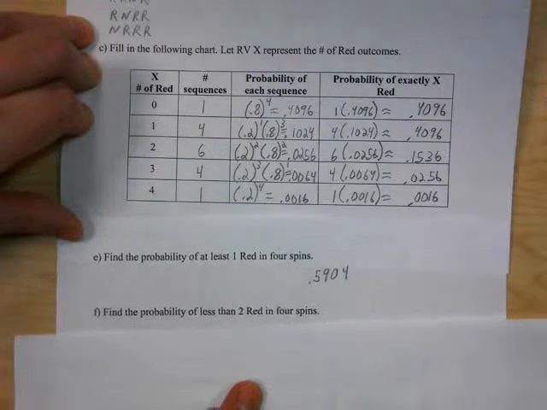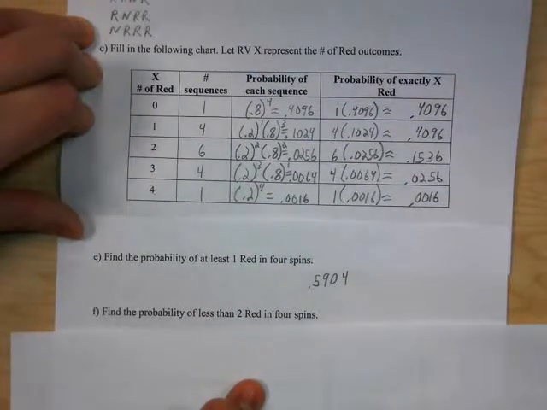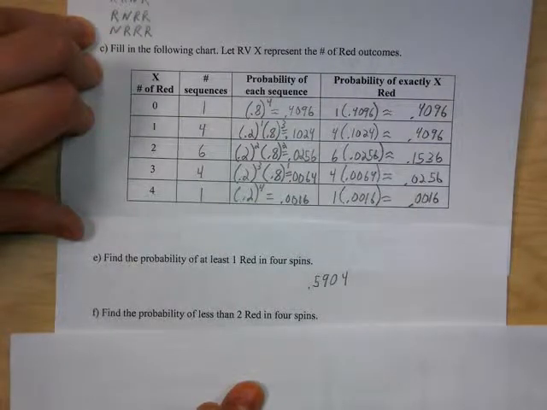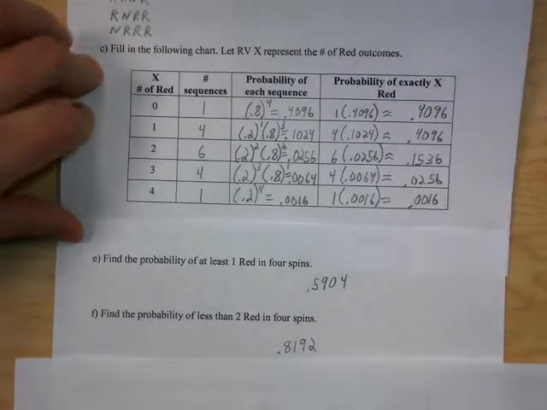Okay, next one, probability of less than 2 red in 4 spins. So less than 2 could be 0 or 1. So you're going to add up the probability of 0 plus the probability of 1, and that'll give you 0.8192.